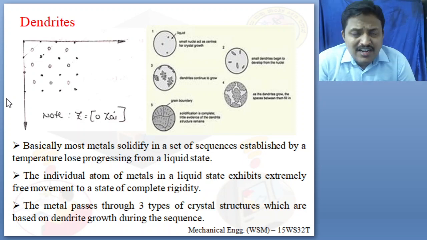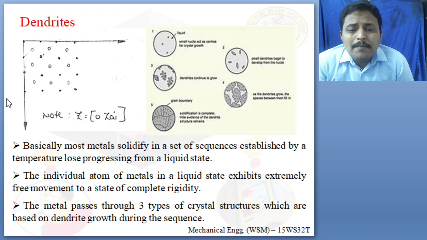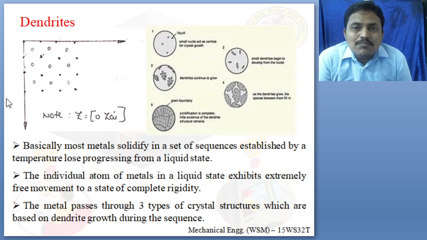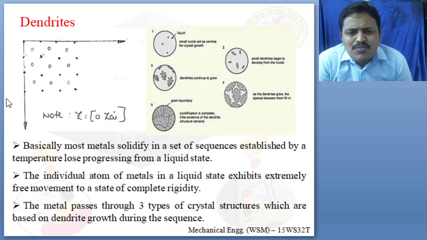Similarly, while cooling, what happens? Most metals solidify in a set sequence established by temperature loss from a liquid state. When it loses its temperature, grain growths are formed. These grain growths are what we call dendrites. In simple words, the grain growth is known as dendrites.